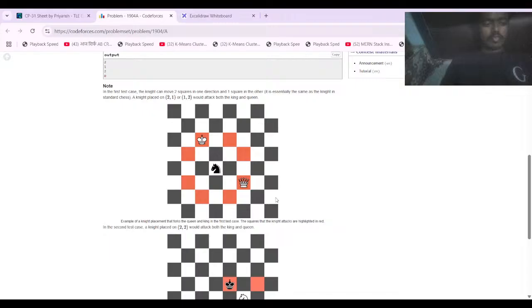Similarly, if it moves to the left or right 1, 2, then one up and one down, this is the b equals 1 position. So these two blocks also turn orange. Similarly, these two blocks are also orange, and these two as well. So out of all these 8 boxes, they turn orange.